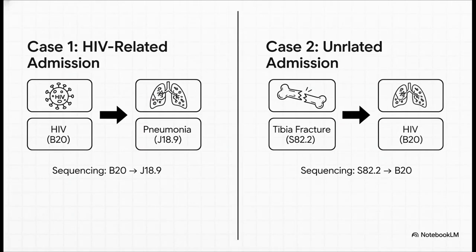This is a perfect example using HIV. Check this out. Case 1. A patient is admitted for a condition caused by HIV. The story is about HIV, so the HIV code, B20, gets sequenced first. Now look at case 2. The same patient is admitted, but this time for a broken arm. The story isn't about HIV anymore, it's about the broken arm. So the fracture code is sequenced first, you see? The sequence totally defines the plot.